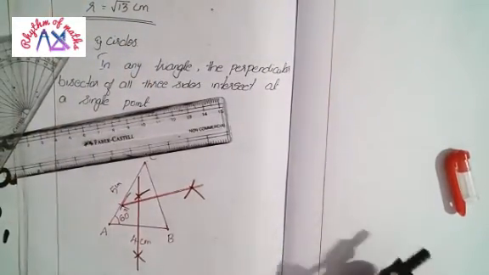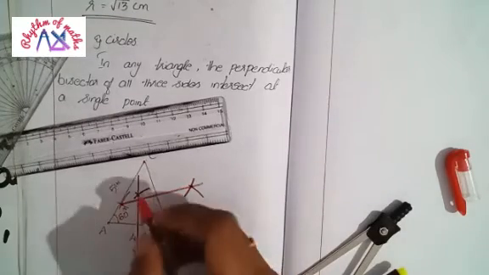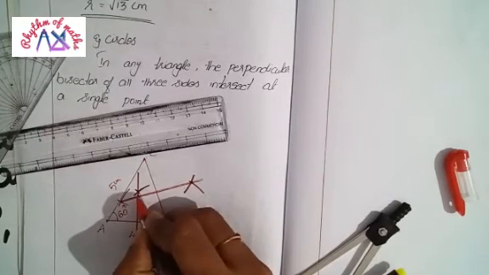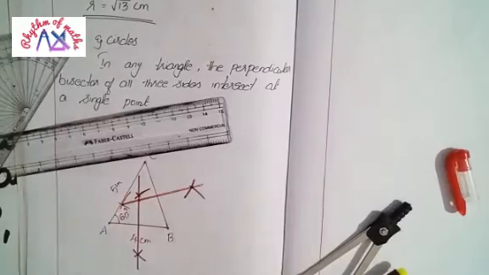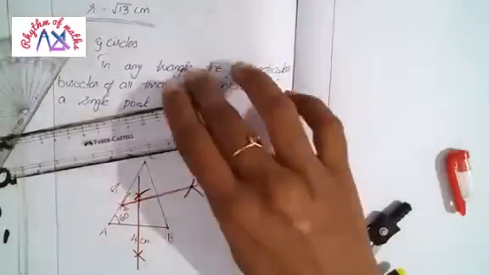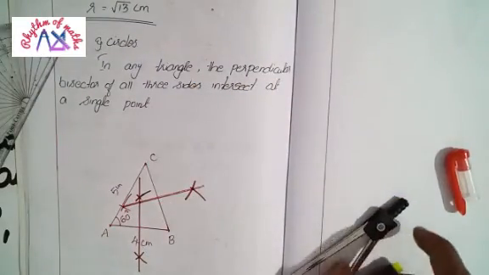Now you can see these 2 perpendicular bisectors are joined at a common point. This is a common point. So that point will be what? Center of the circle. Okay, that point will be the center of the circle.